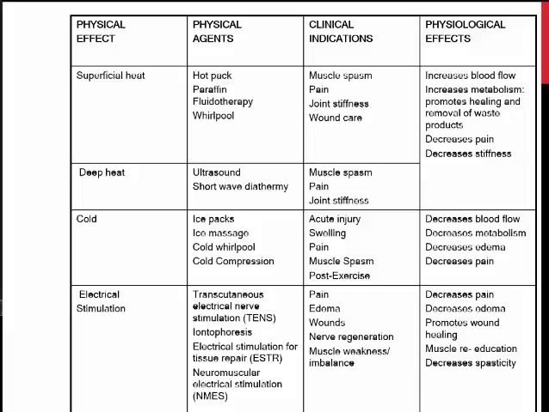The table on this slide lists the physical effects of the various modalities we have discussed. This information is available in your book, and you should pause the presentation here or refer to your book to become very familiar with this information. This information guides treatment decisions and must be committed to memory.